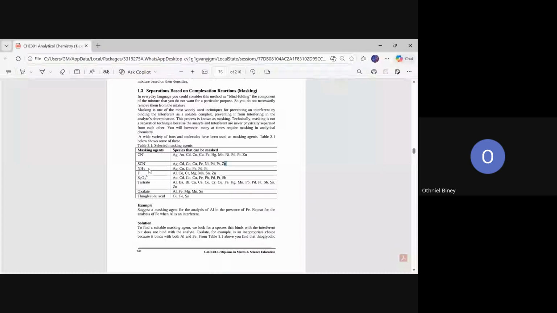Then you come here, NH3. You can see that you have iron here, but you don't have zinc here. So in a mixture where you have iron and zinc, you can use NH3, which we maybe call ammonia, to mask the iron, so we can obtain the zinc. Please, are you guys okay?